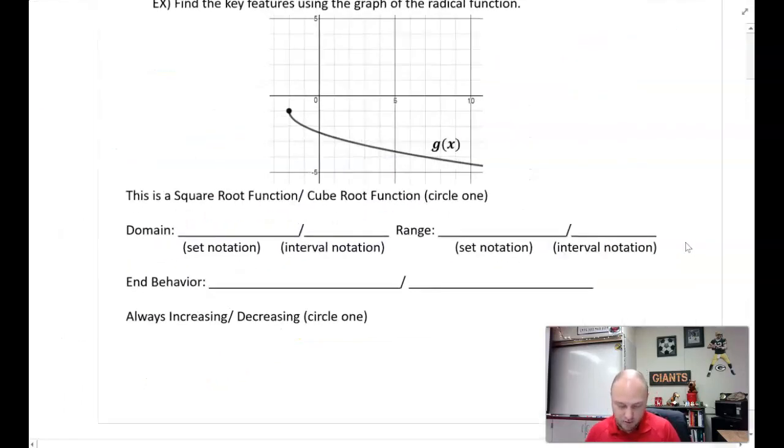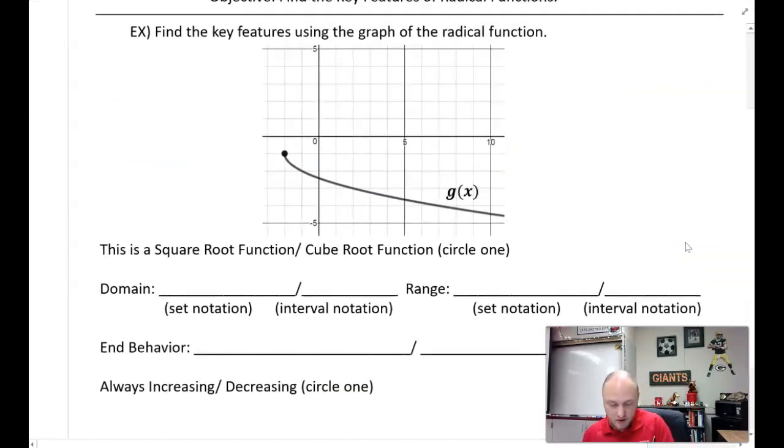Here is example number 2 of another square root function. Again, it has this endpoint right here, and this endpoint is at, what do we got? -2, comma, -1. Okay, there's our endpoint, and then it continues off in this direction forever. So this is a square root function. I'll go ahead and circle the square root function question.